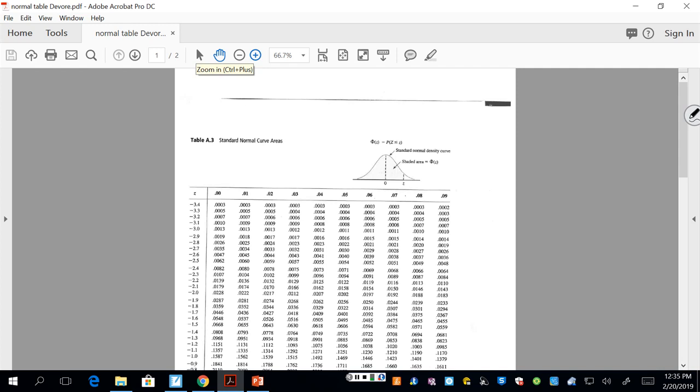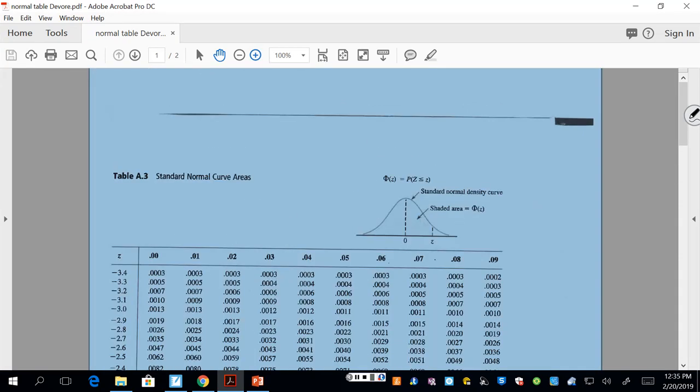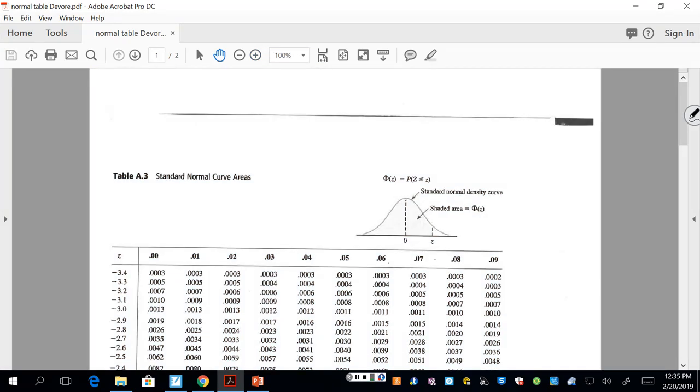Standard normal curve areas. The probability that Z, capital Z, standard normal, is less than a value. This fancy phi here is the cumulative function for a standard normal. It's a special symbol that's just used for that one. We don't need to be formal about it, but when you read that, it means the cumulative distribution function for a standard normal.